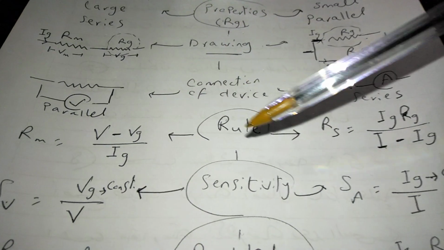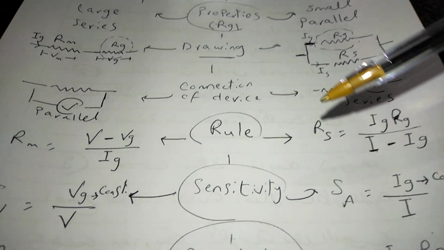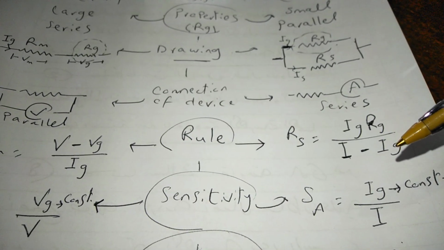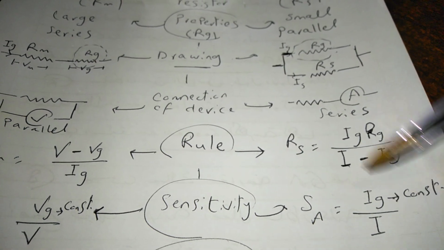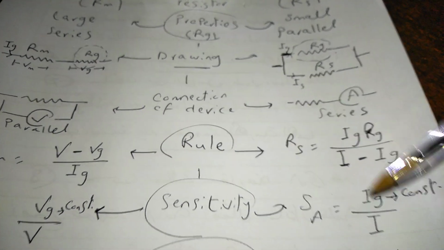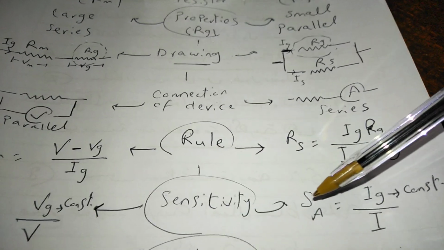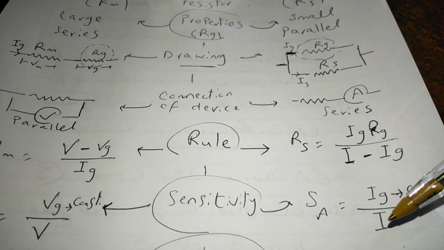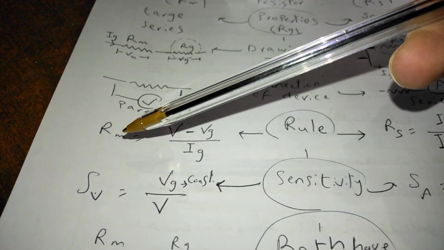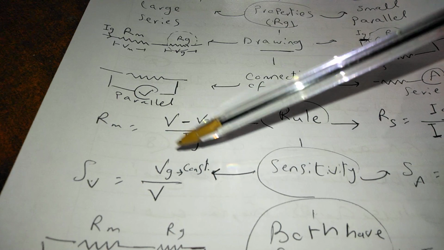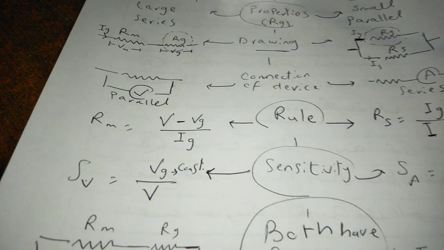So let's move on to the relation of sensitivity. Sensitivity of a device is the division between the measurement before modification and after. So here is sensitivity of ammeter IG divided by I, while sensitivity of voltmeter is VG divided by V.